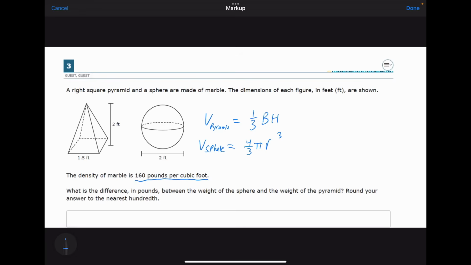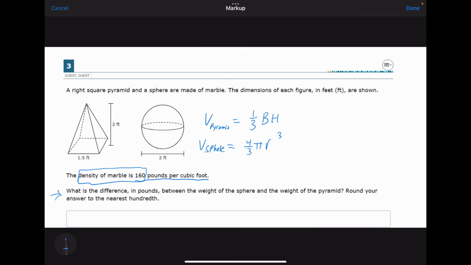Once we have that, we can say, okay, what do we do with that information? You may know this or you may not. When we have a density, which here is given as 160 pounds per cubic foot, we're going to take the volume and multiply it by that 160 number, and that will give us the weight of each of these shapes. So our process is going to be, first, find the volume using the information given. Second, we're going to find the weight by multiplying each of these volumes by 160.